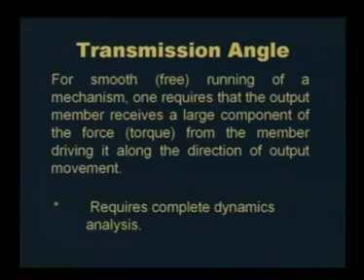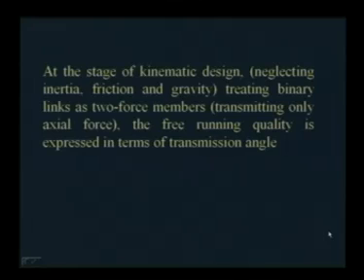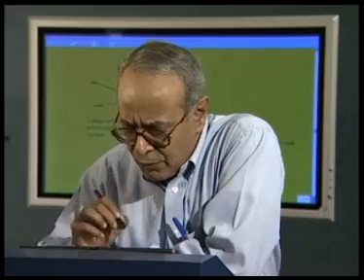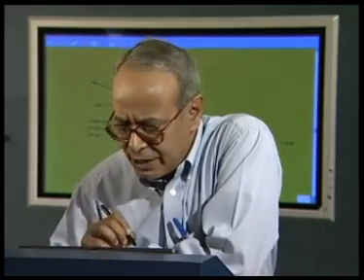However, even at this stage of kinematic design, what we do, we neglect inertia, friction and gravity and treat all the binary links as 2 force members, that is transmitting only axial force. With this assumption, the free running quality of a mechanism can be expressed in terms of what is called transmission angle. Let me explain this concept of transmission angle for a 4R crank-rocker linkage.